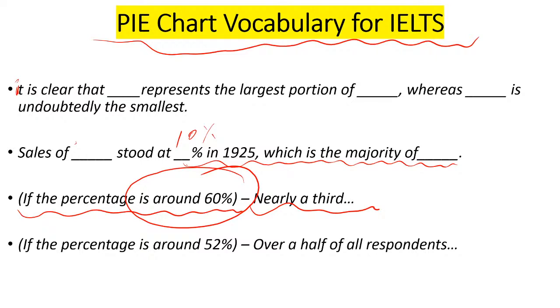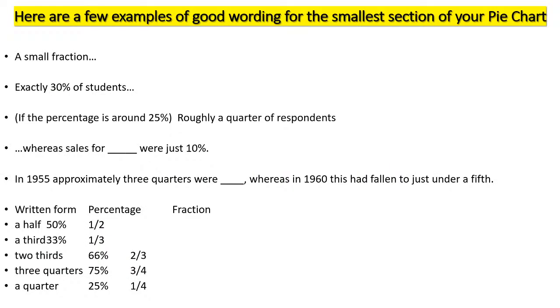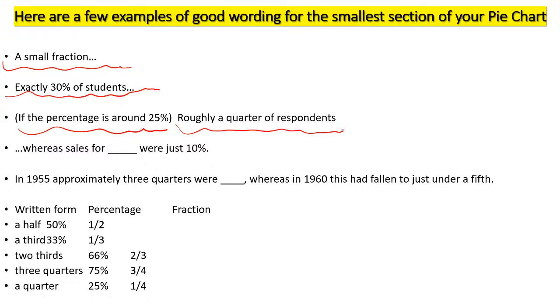Further, if the percentage is around 52%, what you can write is over a half of all respondents. Here are a few examples of good words for the smallest section of your pie chart. If small sections are given in the pie chart, you can write something like this: a small fraction, exactly 30% of students. If the percentage is around 25%, you can talk about roughly a quarter of respondents. If 25% is given, you will talk about roughly a quarter of respondents.